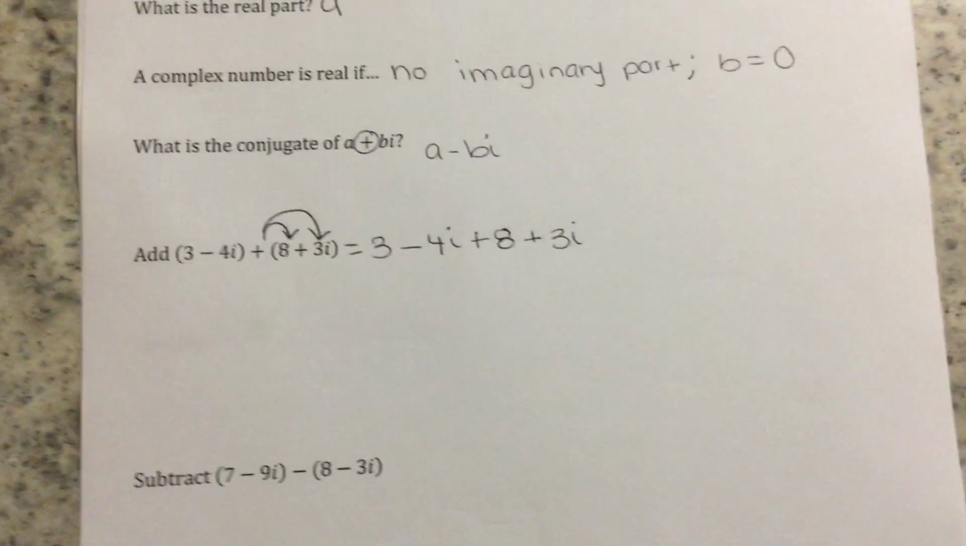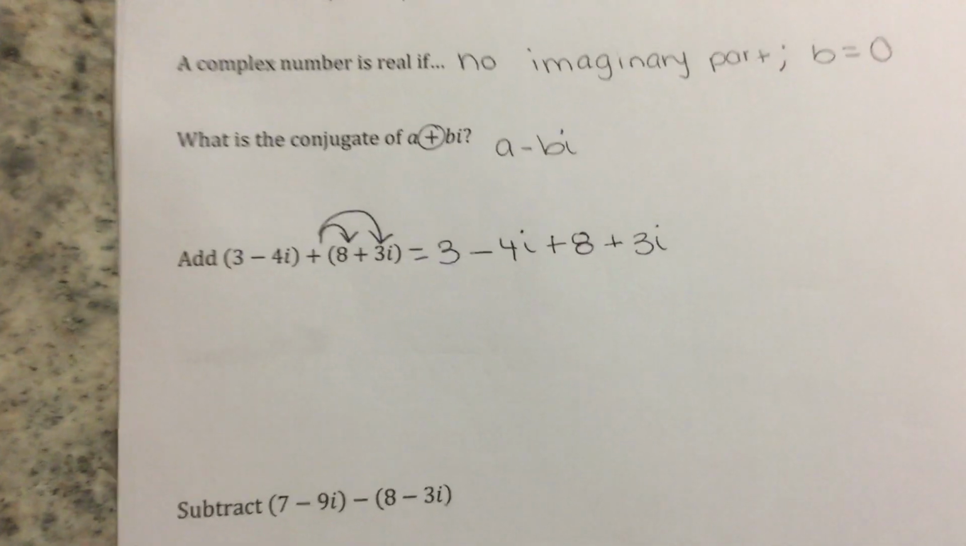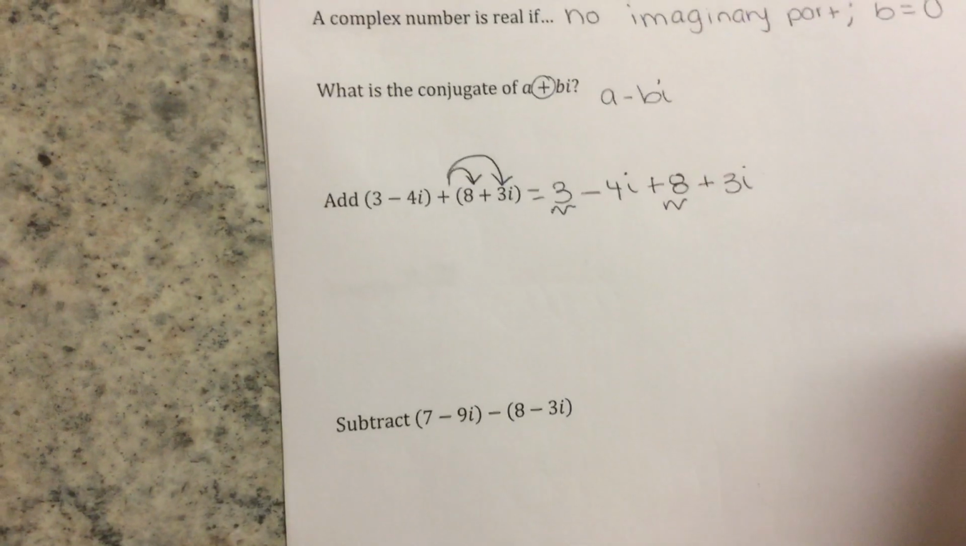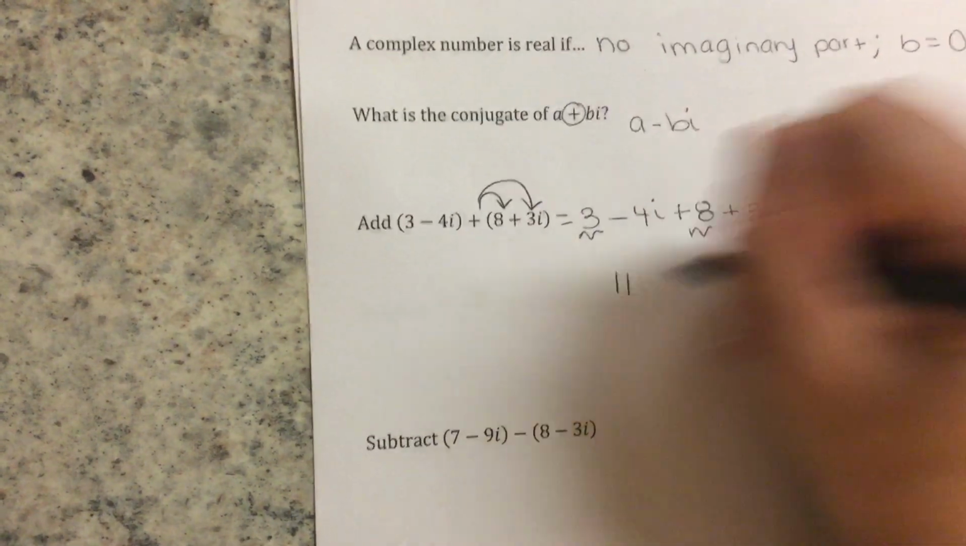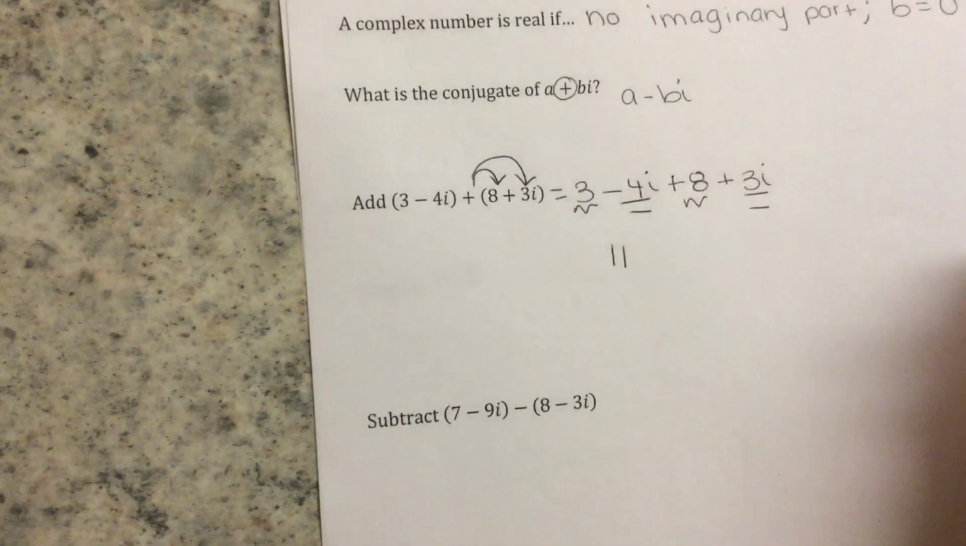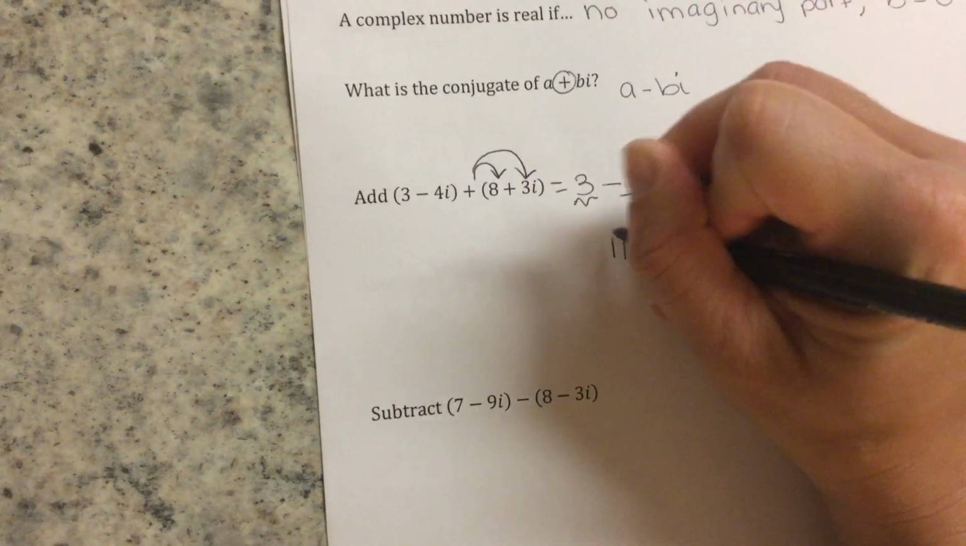So now we're left with this. So we're going to combine like terms. So my real numbers, I have 3 and I have 8. So that'll give me 11. And then my imaginary parts, I have negative 4i plus 3i. So that'll give me negative 1i.